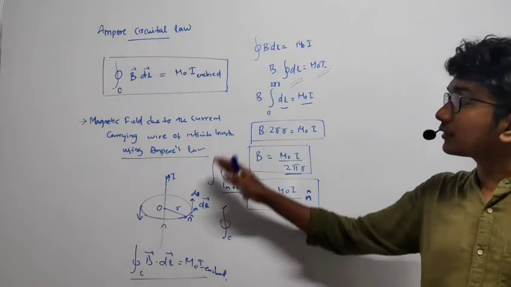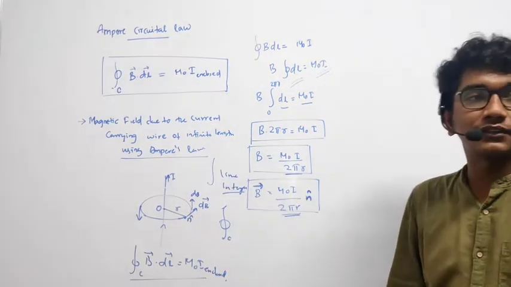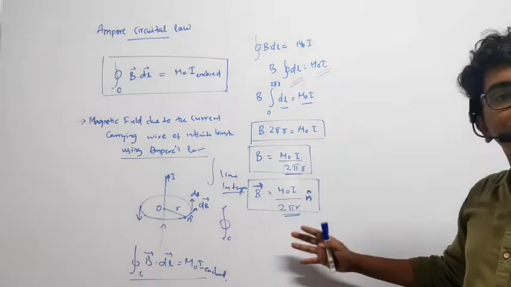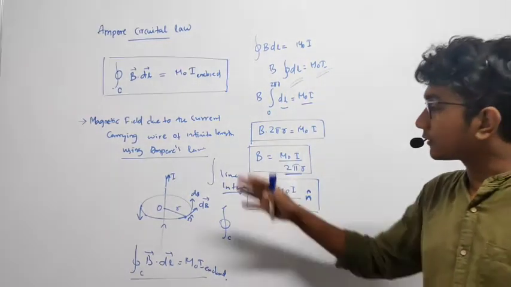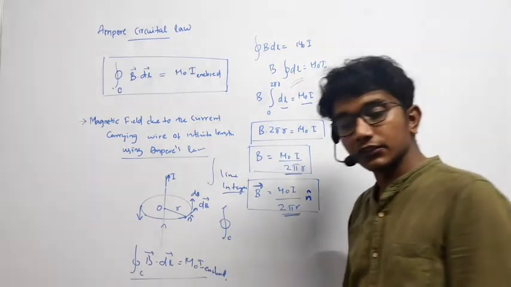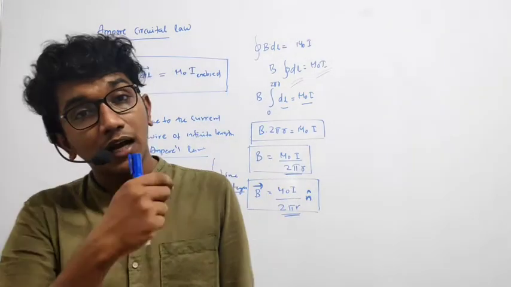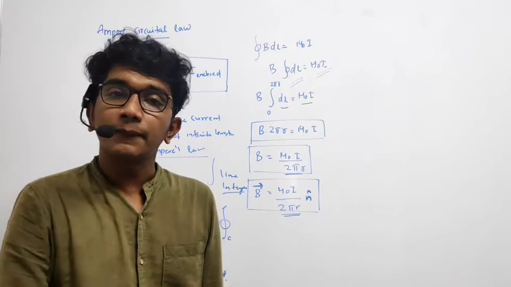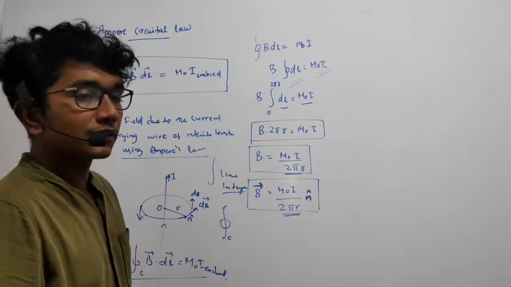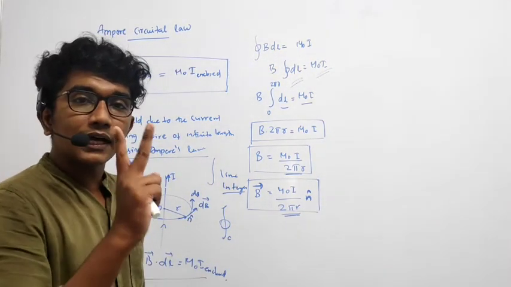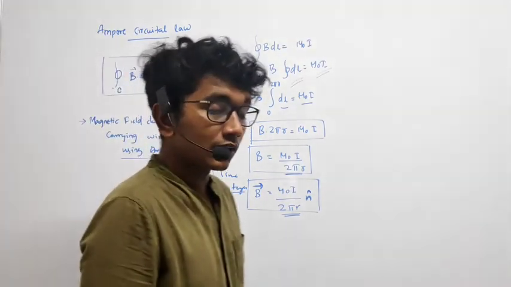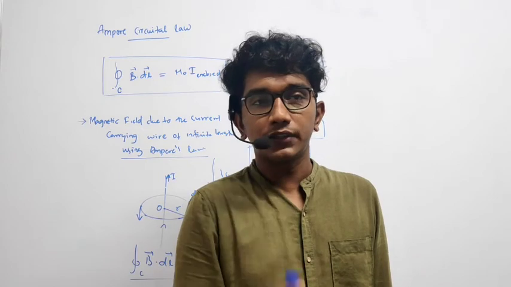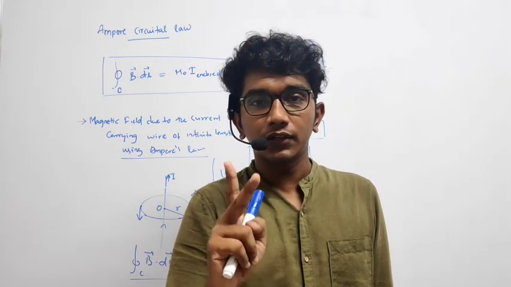This is how simply we have done that. Look at this, the steps have a beauty: we can do it simply by using Ampere's circuital law, whereas using Biot Savart law it is a long process. There are two applications of Ampere's circuital law we have to discuss. One is the solenoid, the second one is the toroid. We will discuss the solenoid first, then the toroid.